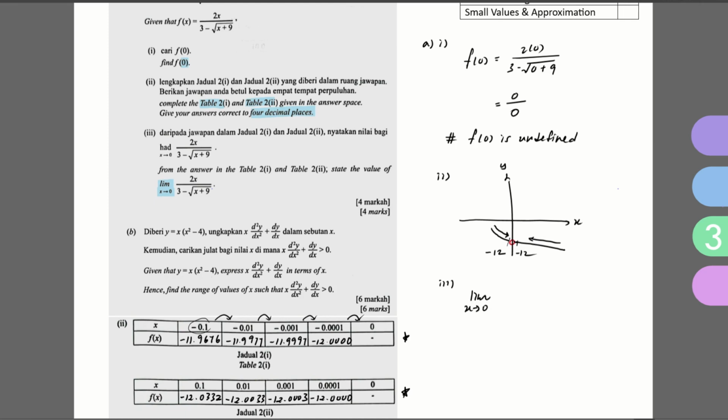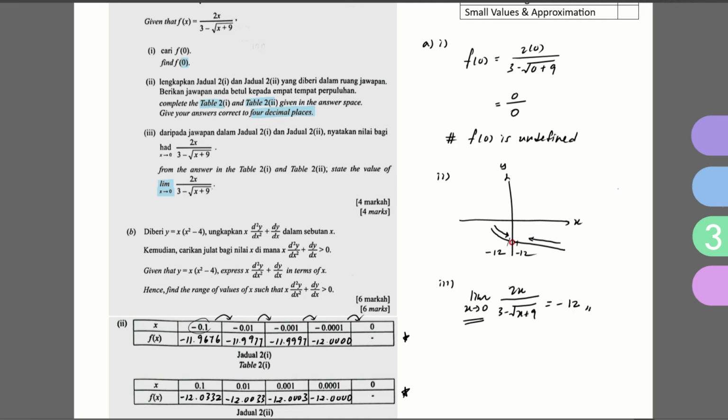Since we cannot find the value where x equals 0, at least we can find the value where x approaches 0. This is the meaning of this expression. When it comes to this function, what is the value as x approaches 0? Not exactly 0, but approaching. So this would be negative 12.